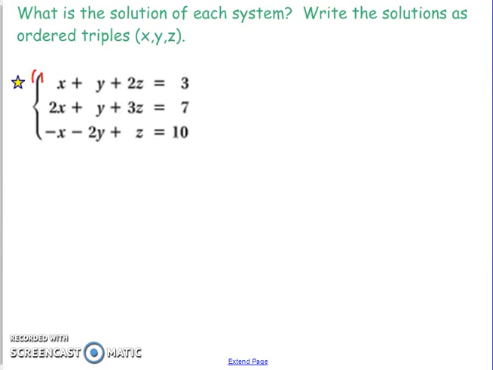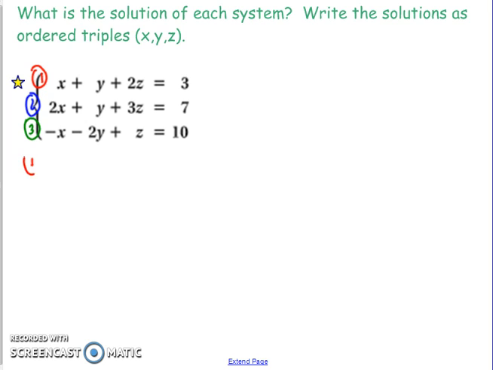So again, let's label our equations 1, 2, and 3. So if we look overall, the y's look like they could be the easiest. The x's also, whichever you feel like doing. So I'm going to get rid of the y's. So I'm going to use 1 and 2.